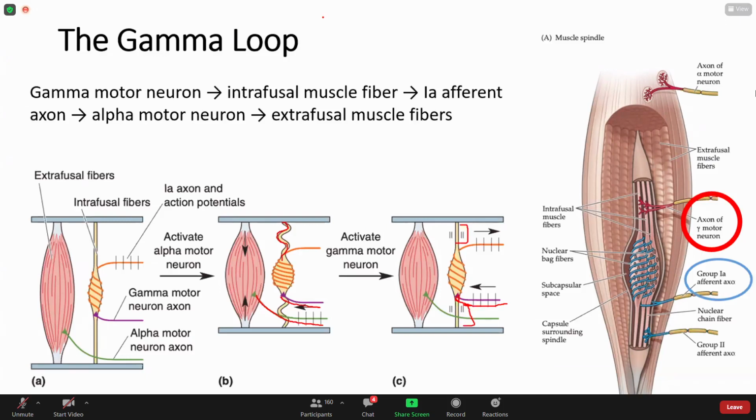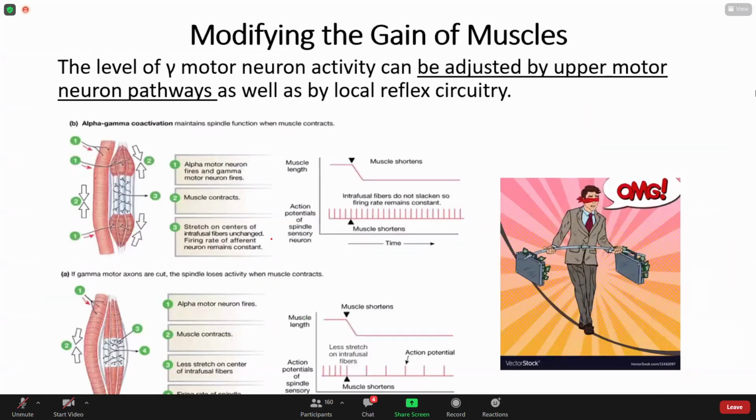Okay? Which basically means that the activation of the gamma motor neurons makes the intrafusal muscle fibers contract. When they are contracting, the 1A afferent sensory neurons would be active, okay? When it's active, it will go and synapse on the alpha motor neurons, which will be inducing change to the extrafusal muscle fibers, okay? Is this clear? So this is what we call the gamma loop, or also called the gamma gain. And this is very important.